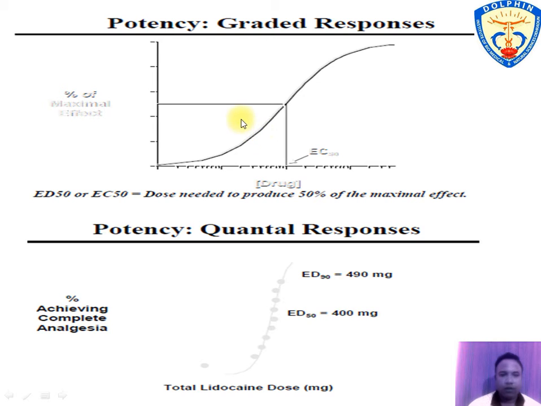The figure demonstrates potency in terms of a graded dose response curve, where the x-axis contains dose of drug and the y-axis contains maximum effect, and EC50 or ED50 is also determined. The second graph demonstrates the potency in a quantal response curve, in which different dose levels determine the effect of drug, that is, how much dose is required to produce 50% response in the population or dose required to produce maximum response in the population.